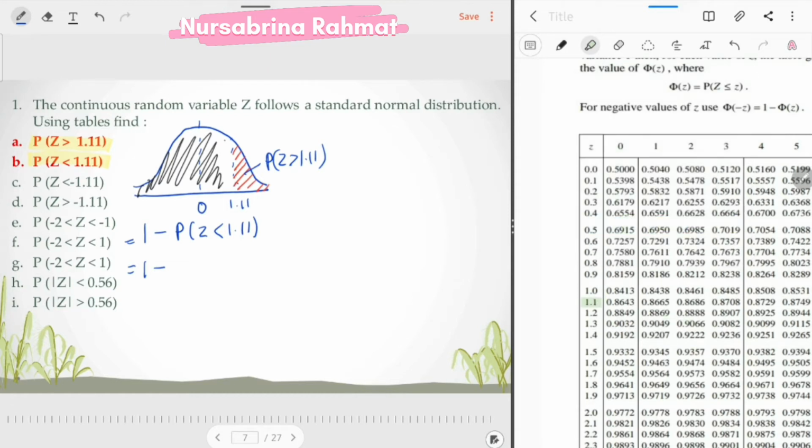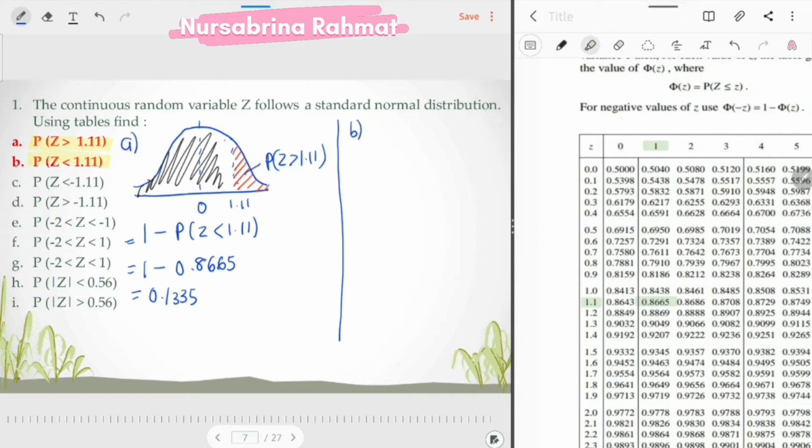Okay, and it's 1.11. So 1.11 here, that means this is the value of the probability, which is 0.8665. Just press your calculator to get out the answer, which is 0.1335. So this is your answer for A. Okay, what about for your B?